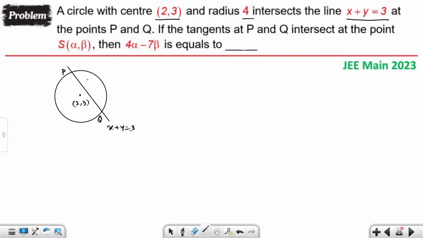Now what we have done? We have drawn two tangents here at P.